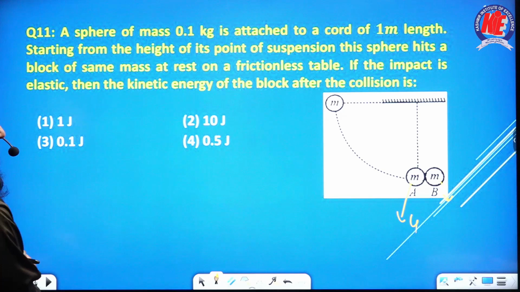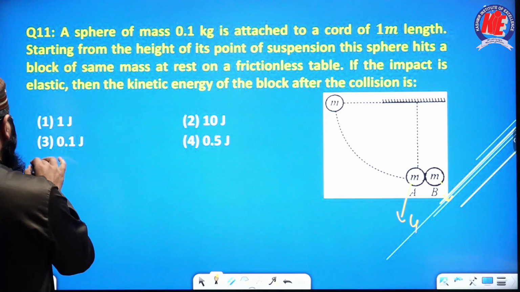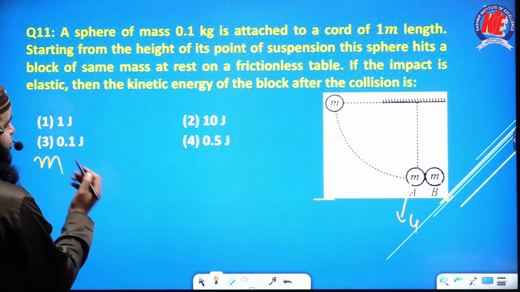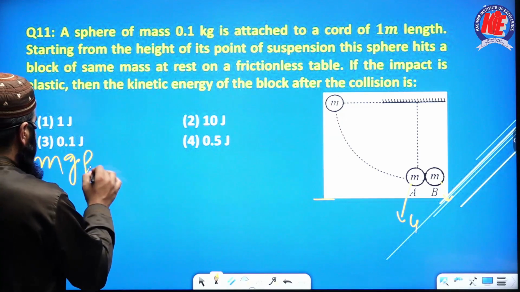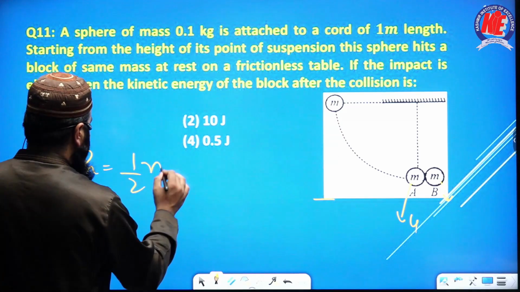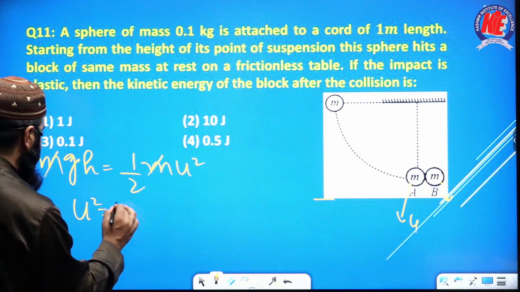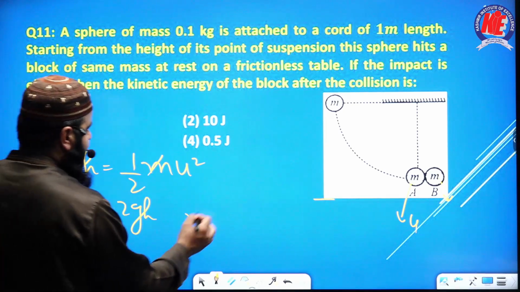For that, I will go with the conservation of mechanical energy. I'll write down mgh. If you take this as the reference, at this point only energy is the potential. mgh will be equal to 1 upon 2 m with the u square. m and m will go. आपका u square आएगा बराबर बेटा 2gh. अब kinetic energy को निकालो.